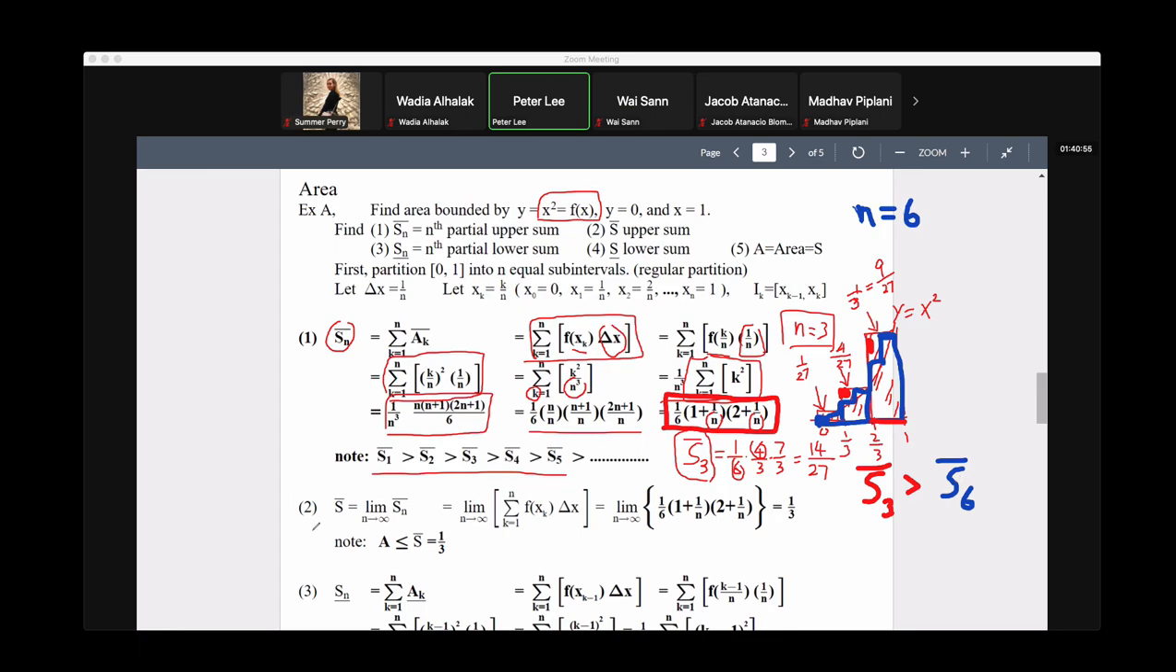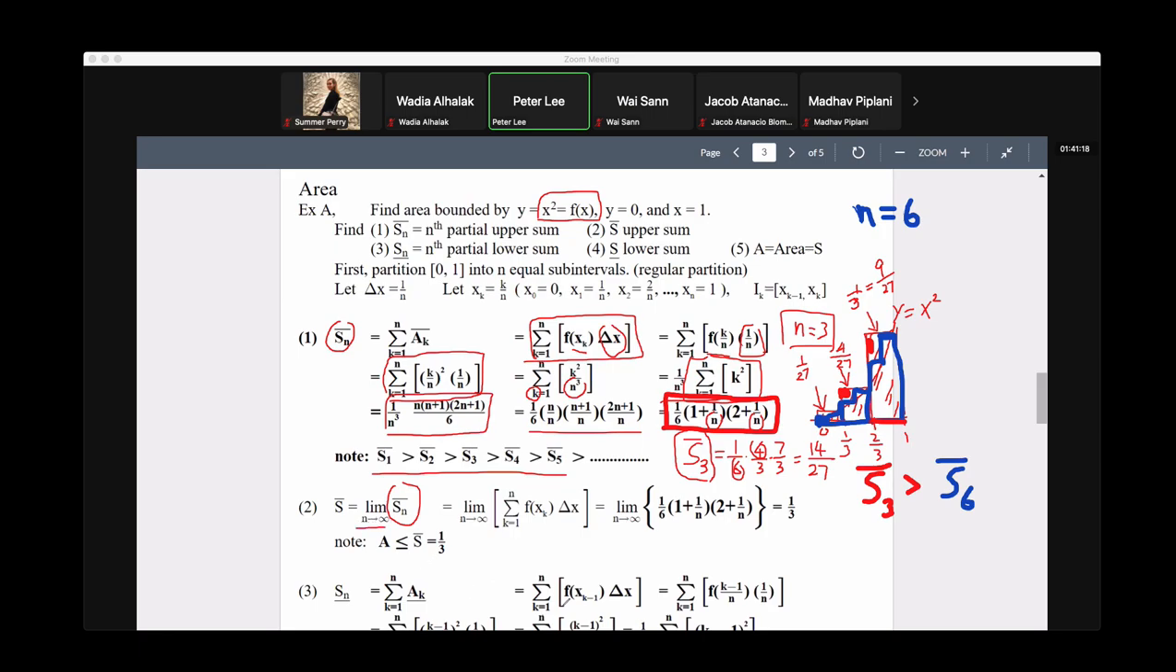And so now we come to part 2, which is now called the upper sum. What is the definition of upper sum? The definition of upper sum is that we now take the n partial upper sum right here, and we don't want to stop at 3 intervals or 10 intervals or 1,000 intervals. We now want to let this n go to infinity.